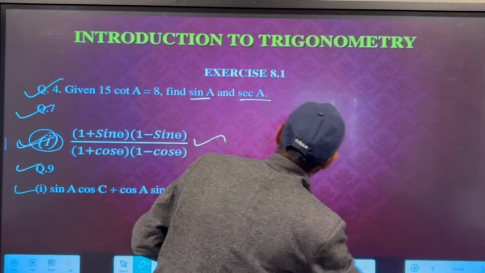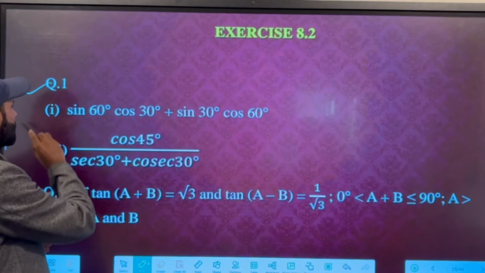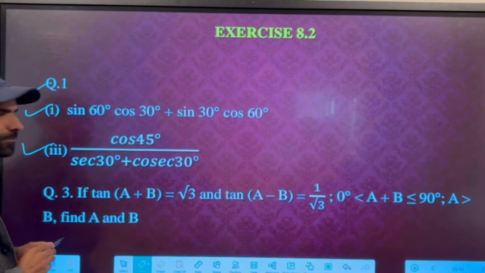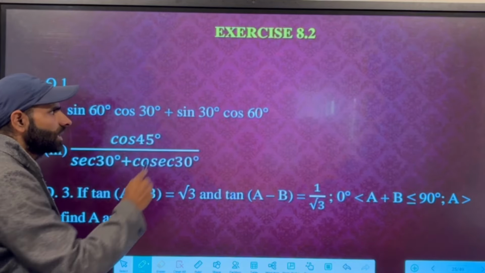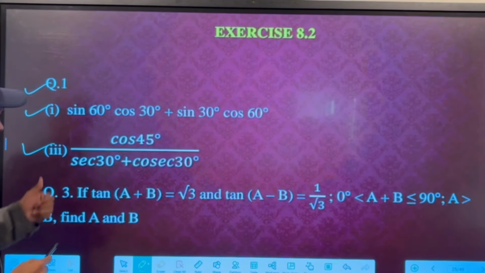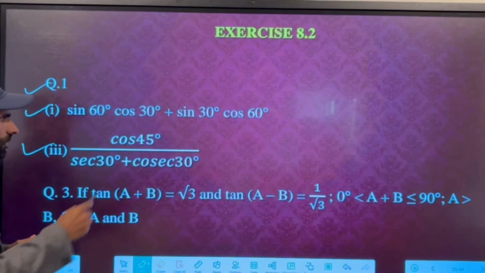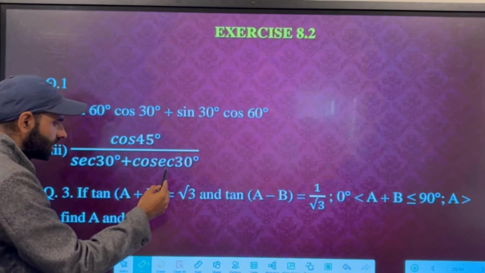From the next exercise, exercise 8.2, question number 1, part 1st and part 3rd. Part 1st is sin 60 degree cos 30 degree plus sin 30 degree cos 60 degree. You have to find the value. For part number 3rd, cos 45 degree upon sec 30 degree plus cosec 30 degree.